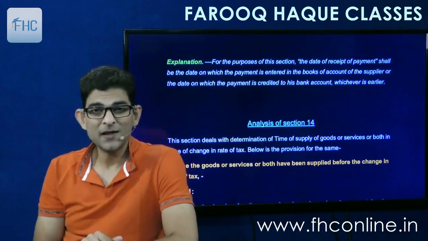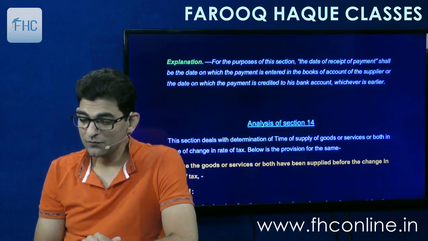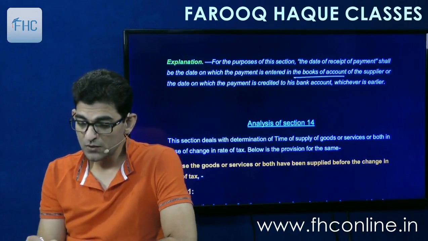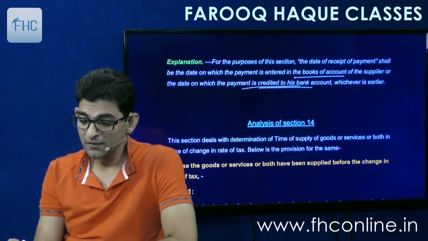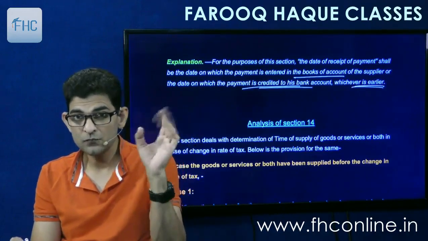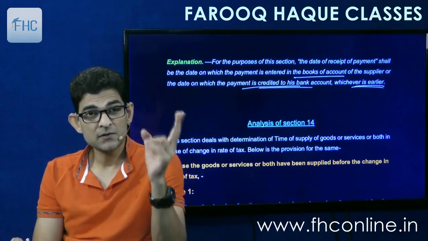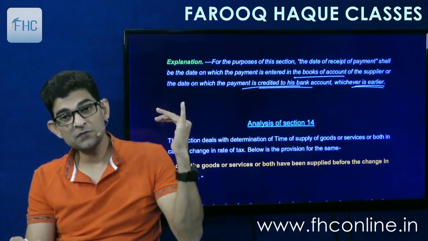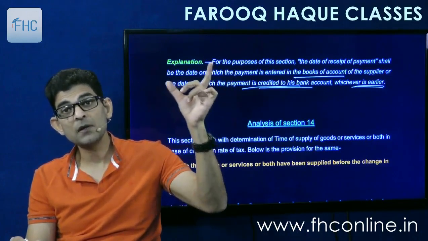Anyways, let's see. Then the last explanation is there. For the purpose of this section, the date of receipt of payment shall be the date on which the payment is entered in the books of accounts of the supplier, or the date on which the payment is credited in his bank account, whichever is earlier. This is the normal rule. Yes, all of you remember. Section 12, section 13, it was the same. Receipt means earlier of the two. So this is the normal rule, but the proviso that we have seen is an exception to this normal rule.